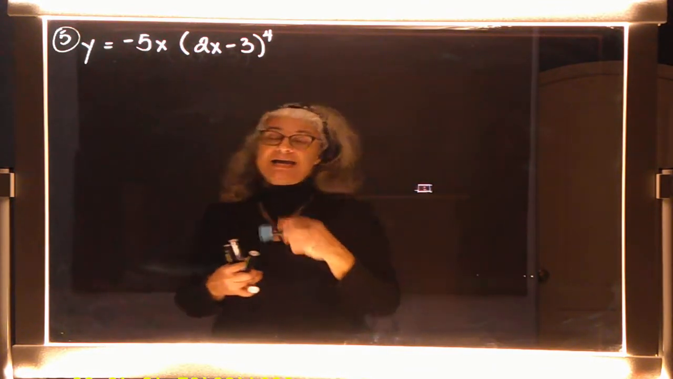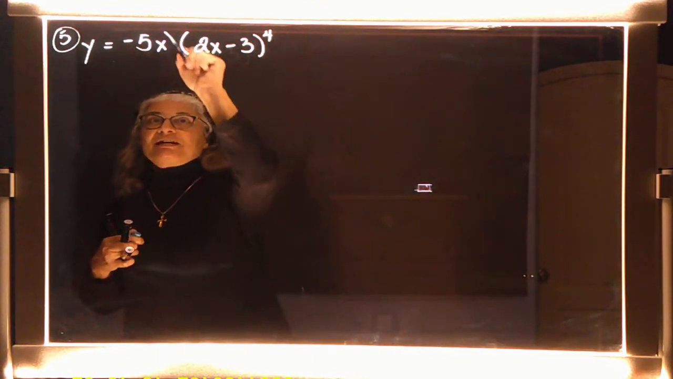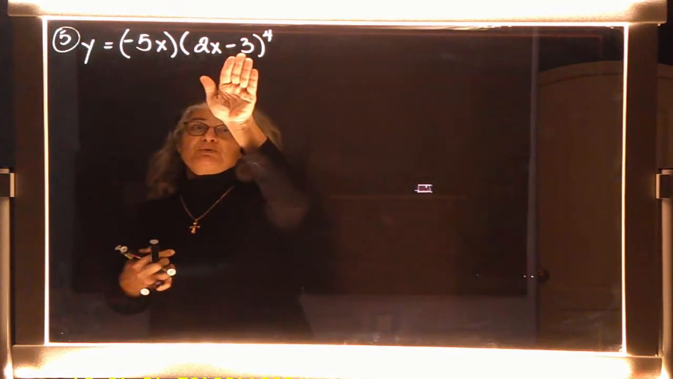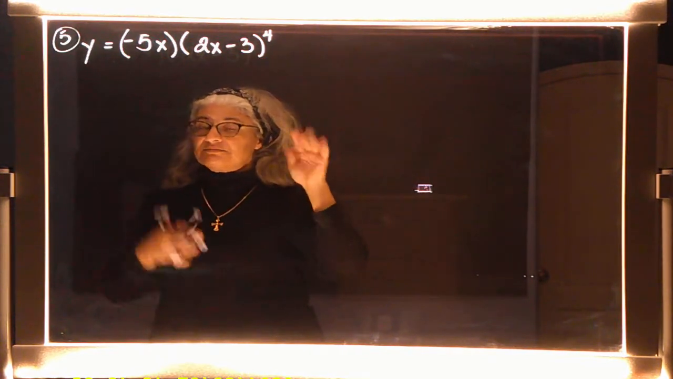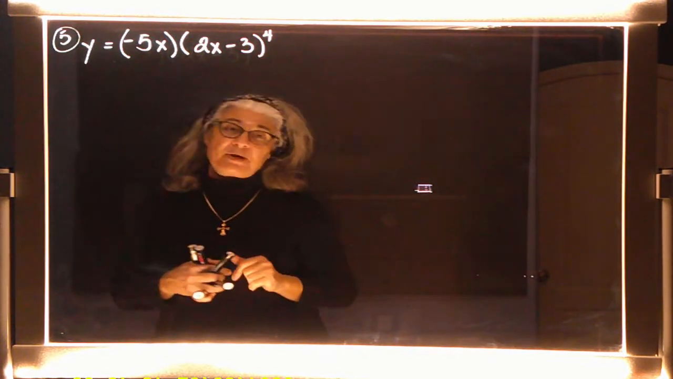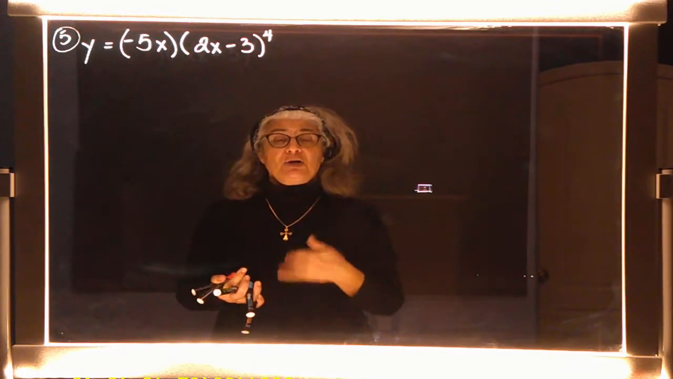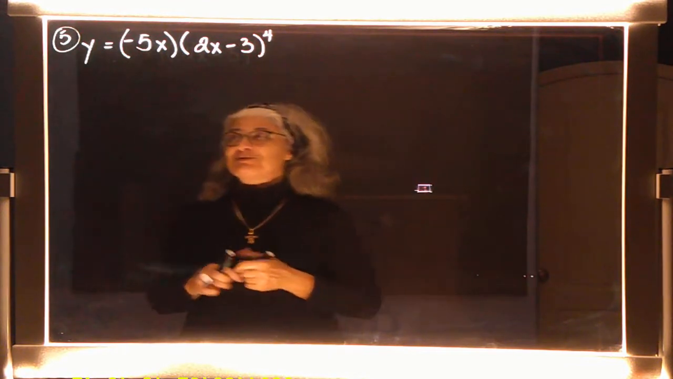Agreed? And I don't have to, but I have this negative 5x, and I can put it in parentheses if I choose, and it's being multiplied by this 2x minus 3, and the quantity, means parentheses, is raised to the power of 4. So in this particular case, to take the derivative of y, we need to use the product rule. So let's see what you remember.